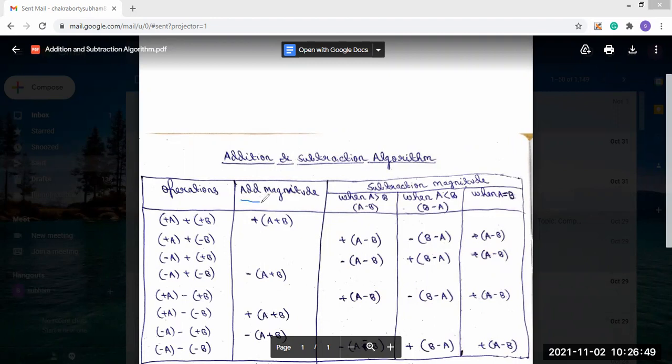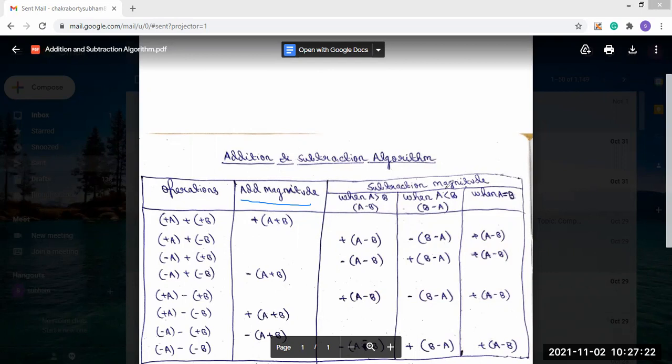Now from there we will prepare our table. You see, we have written add magnitude and subtraction magnitude, which means from these conditions we will perform the addition and subtraction both. Now for addition you see only one column is present. Why is only one column present? Because for addition we will only perform the addition, and there is no other condition we have to see.